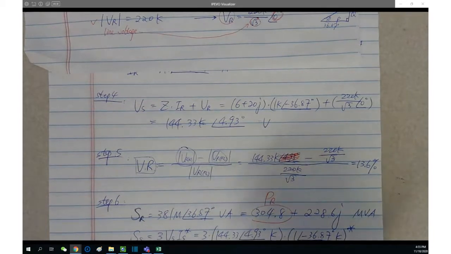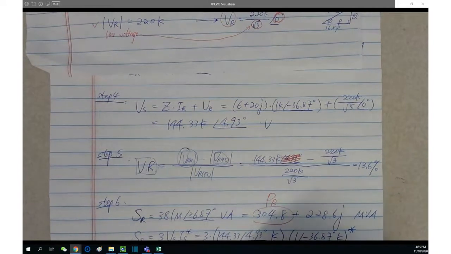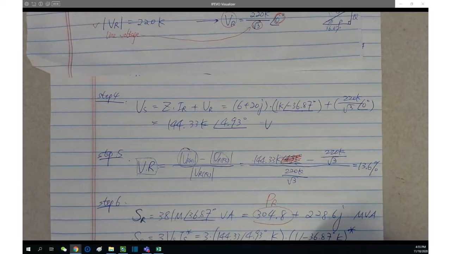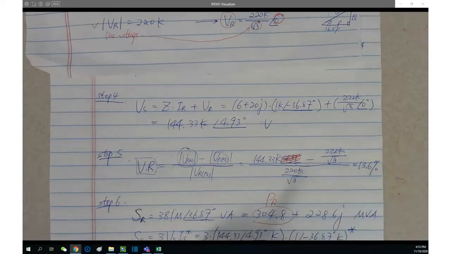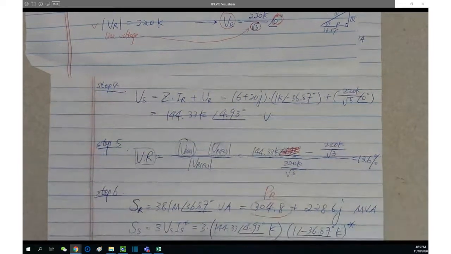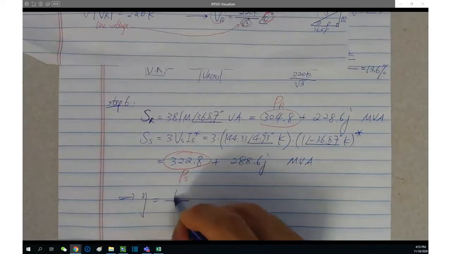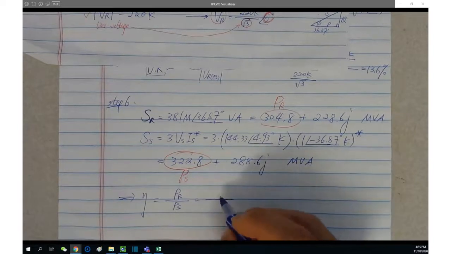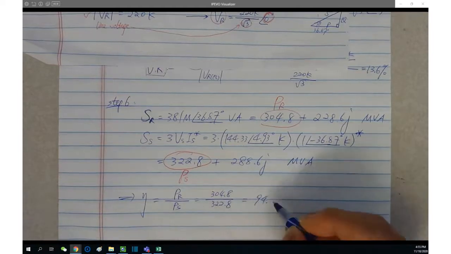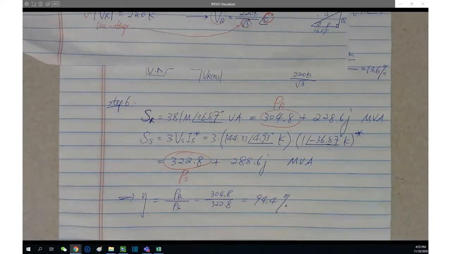What is it? 322.8 + j8... mega VA, right? And we immediately identify this guy as PS, right? PS. And then efficiency equals PR over PS, 304.8 over 322.8, and 94.4% done for load A, of course.